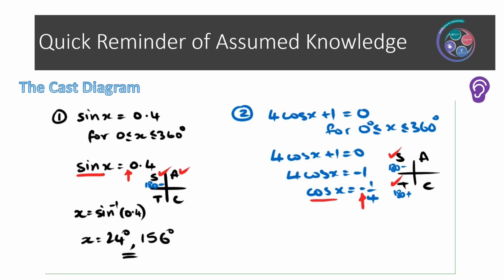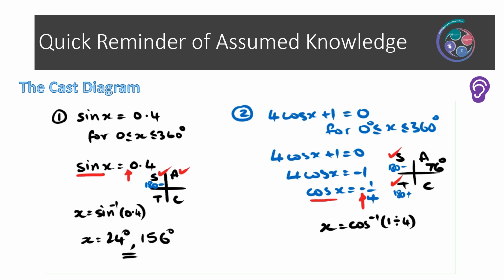Okay, get the answer in the A box, the All box, where they're all positive. How do we do that? We do the inverse cos and we temporarily ignore the negative sign. And the inverse cos of 1 divided by 4 on our calculator gives us an answer of 76 degrees.